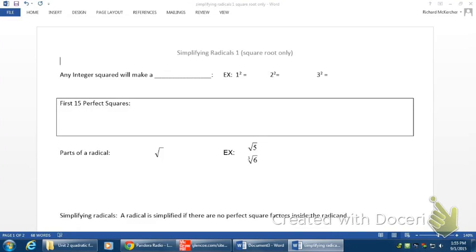Hey Math 2, we're looking at simplifying radicals. Should be a little bit of a review. Today we're going to take the easy side. Tomorrow we'll get into some cubes and some variables. But for right now, I just want to remind you what a radical is.